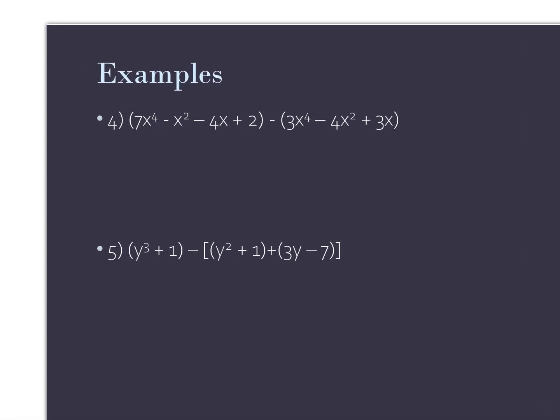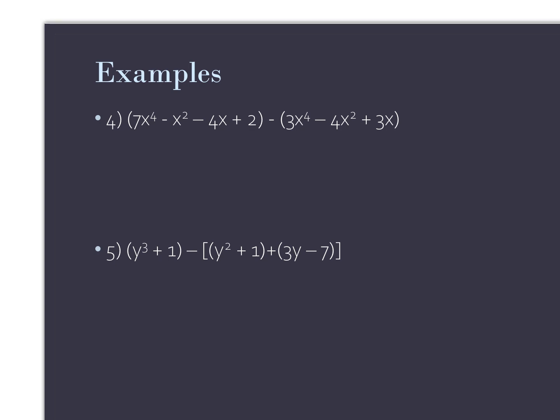So here, notice I have this problem, number 4, and I'm subtracting a lot from that other one. So again, I'm going to start out, I'm just going to rewrite this, 7x to the 4th minus, and sometimes I do a 1x, like minus 1x squared minus 4x plus 2. And now I'm going to subtract everything over here.